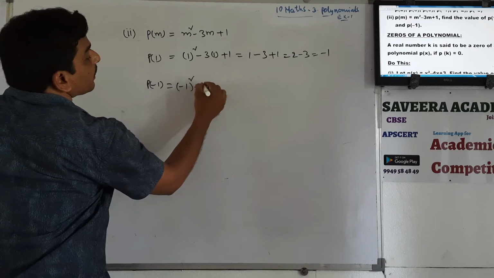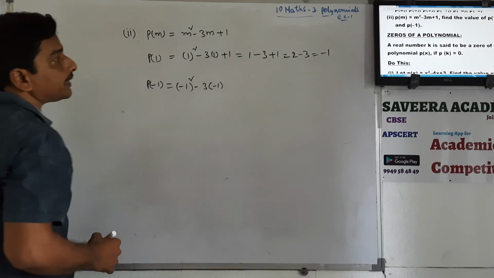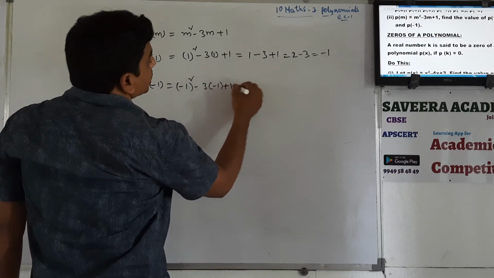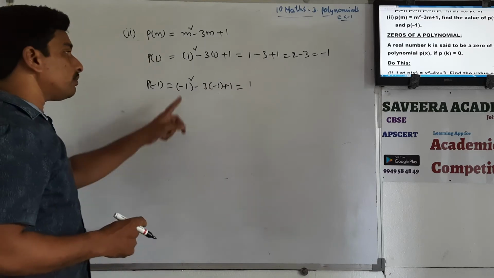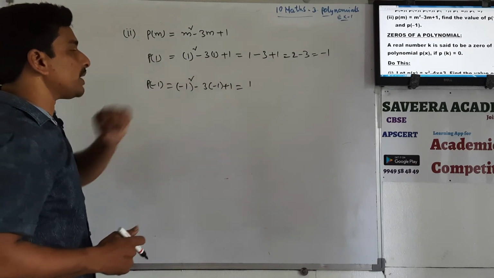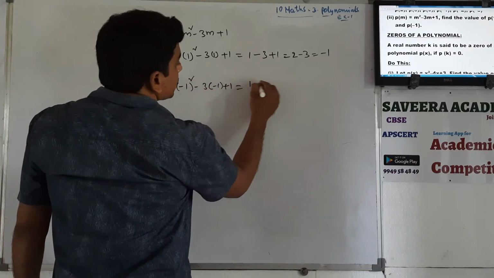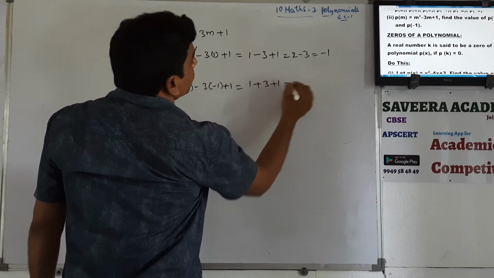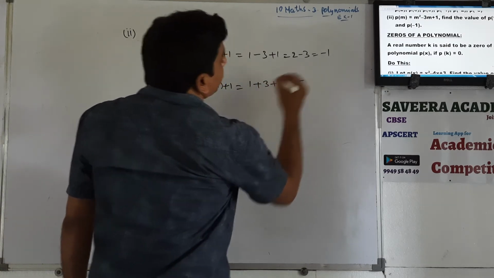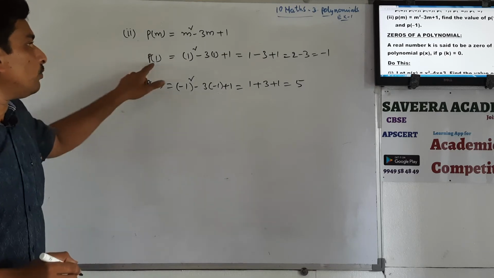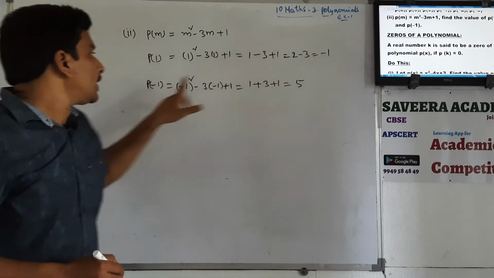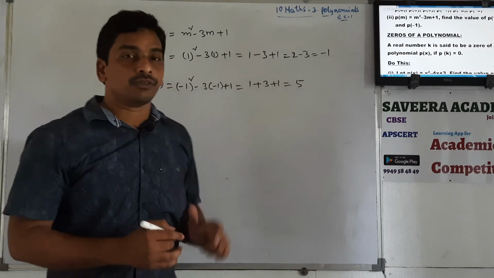Minus 1 whole square minus 3 into minus 1 plus 1. So this is 1. Minus 1 squared gives plus 1. Minus into minus gives plus 3, plus 1. On adding all these, you will get 5. So P of 1 is equal to minus 1 and P of minus 1 is equal to 5.